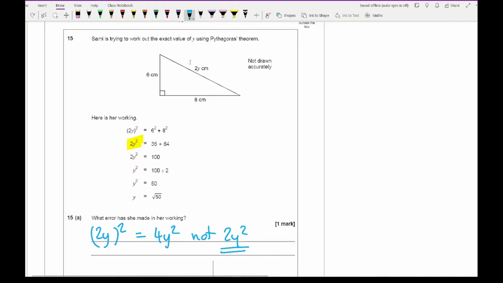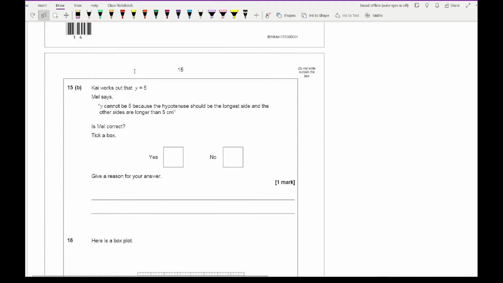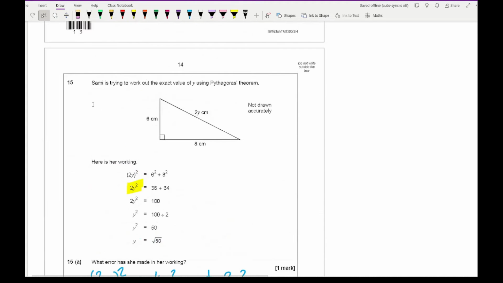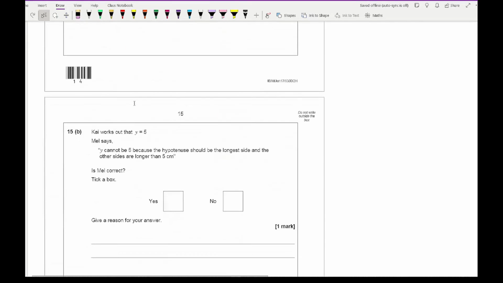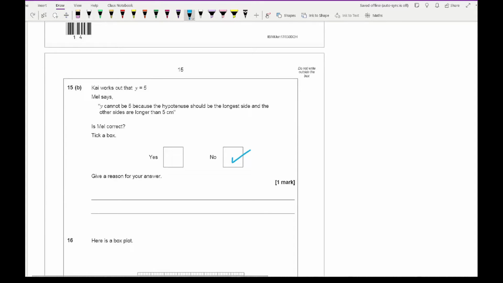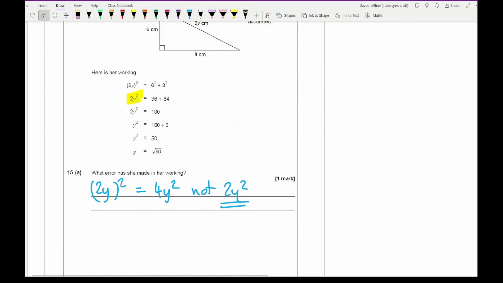And then for B, it says Katie works out that y equals 5. Y cannot be 5 because the hypotenuse should be the longest side, and the other sides are longer than 5 centimeters. Is Mel correct? Well, let's go back to the diagram. Actually, the hypotenuse is not 5, it's 2y, so it's going to be longer. So is she correct? No, because the hypotenuse is 2y, not single y, so it is 10, not 5 centimeters, or whatever the units are. Let's get rid of the units because it's on it. 8 centimeters.